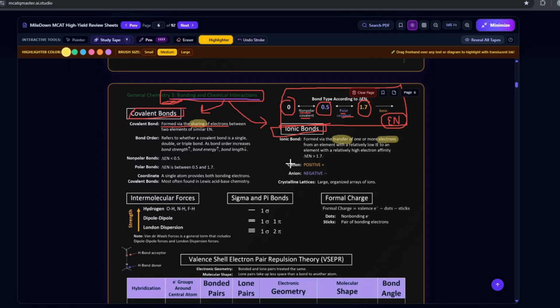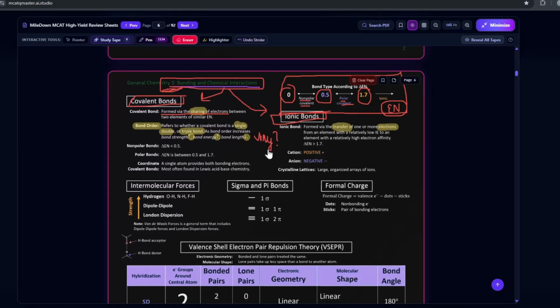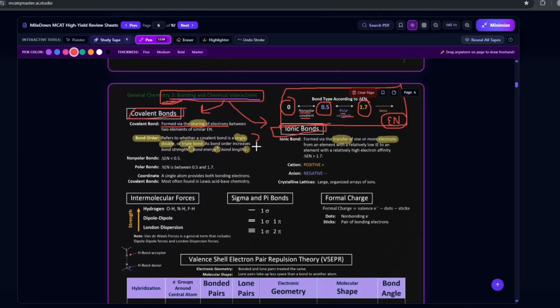So bond order for covalent bonds refers to whether a covalent bond is a single, double, or triple bond. As bond order increases, bond strength increases, bond energy increases, bond length decreases. So you don't just want to memorize this flat out. You want to understand, why does this occur? So I'll put a question mark here, right?